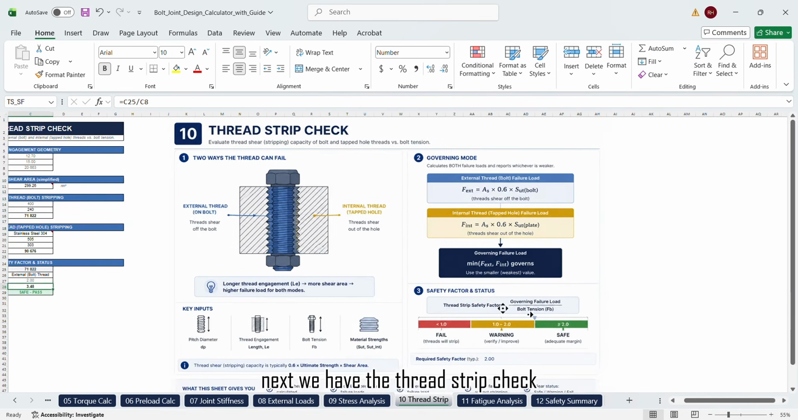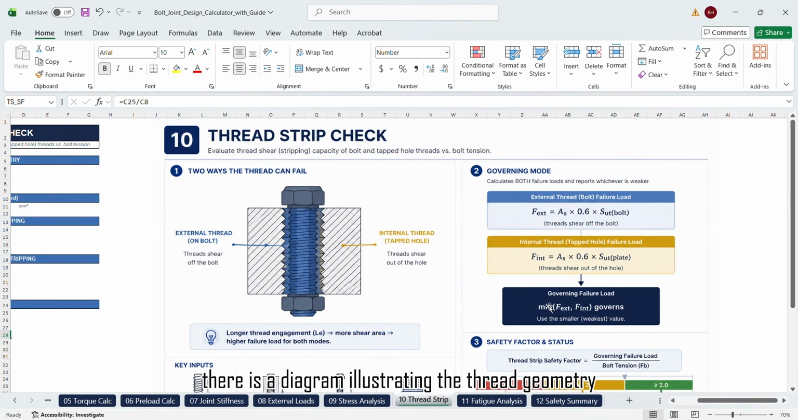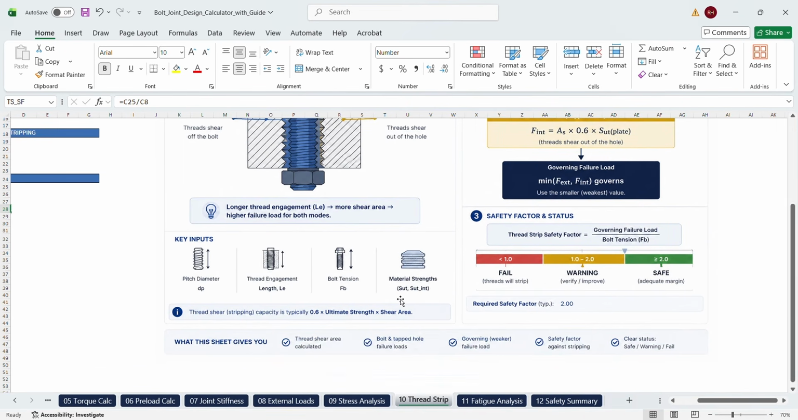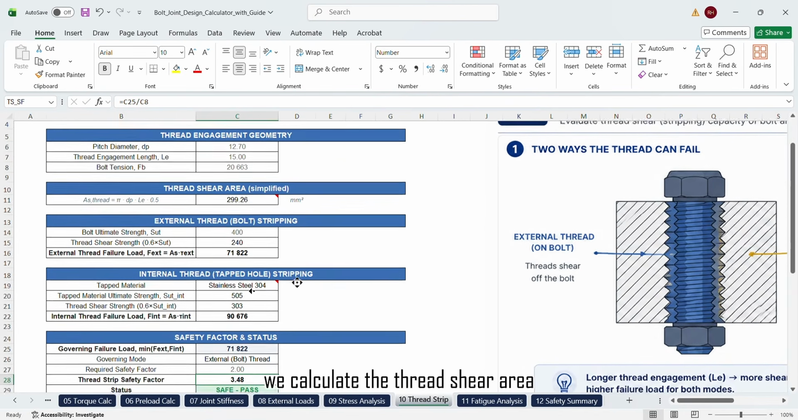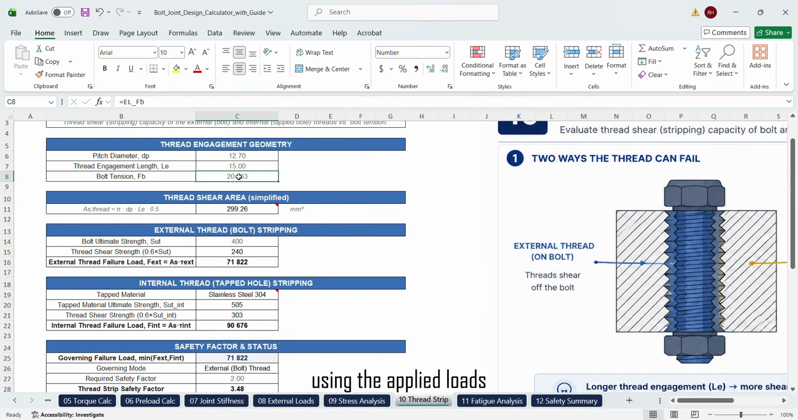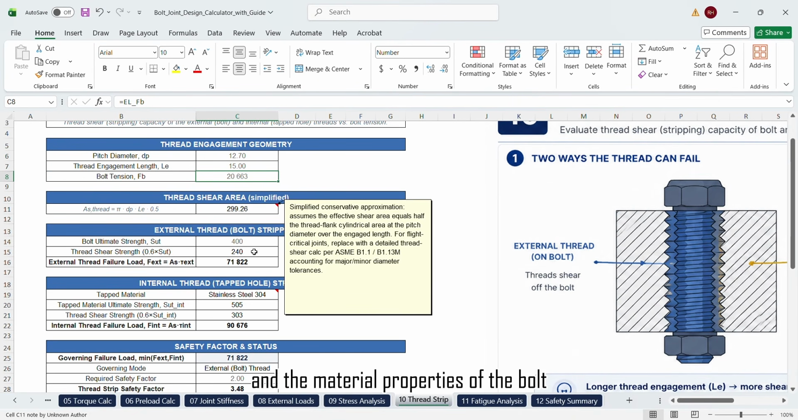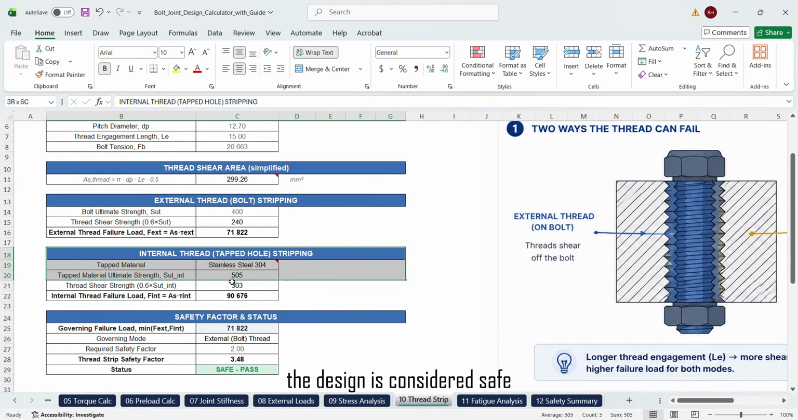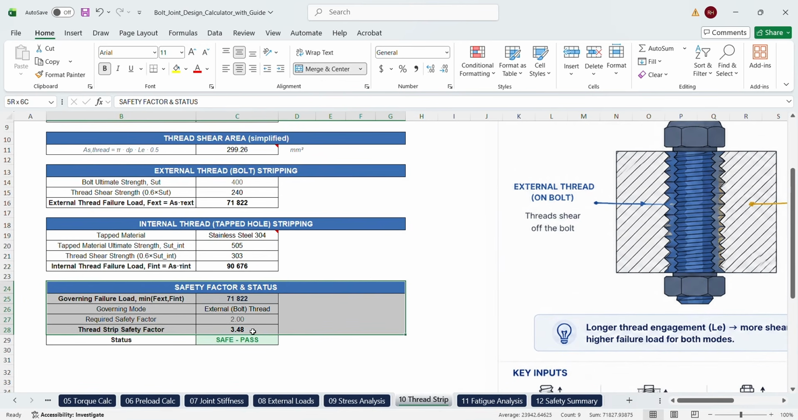Next, we have the thread strip check. Here, there is a diagram illustrating the thread geometry. Based on the selected bolt, we calculate the thread shear area and then calculate the thread strip safety factor using the applied loads and the material properties of the bolt. Here, for example, the design is considered safe.